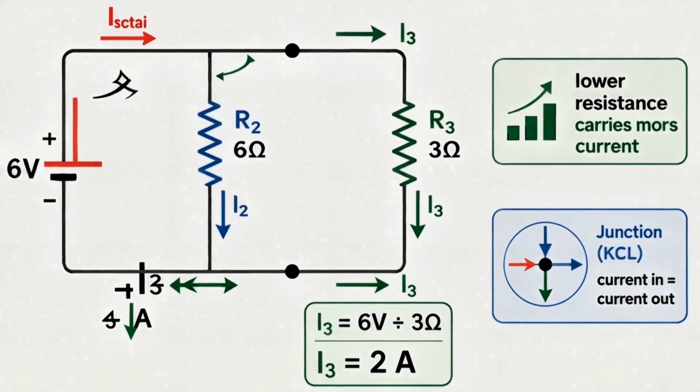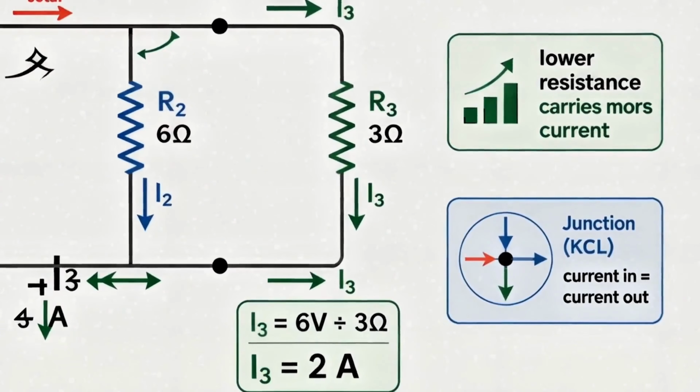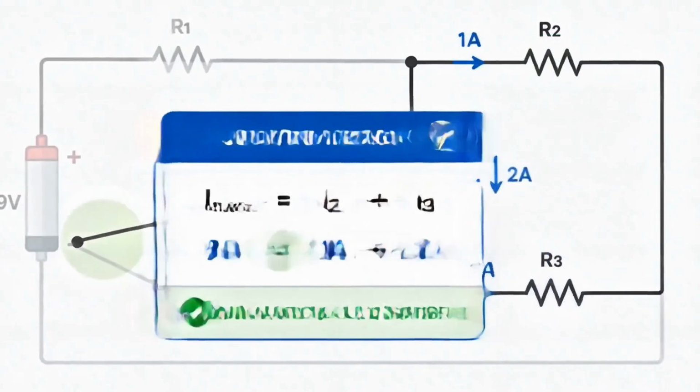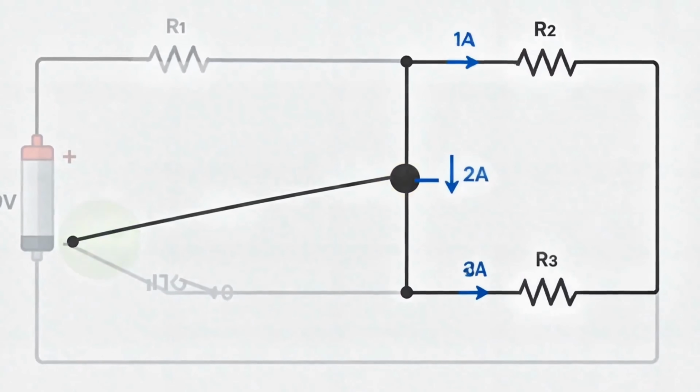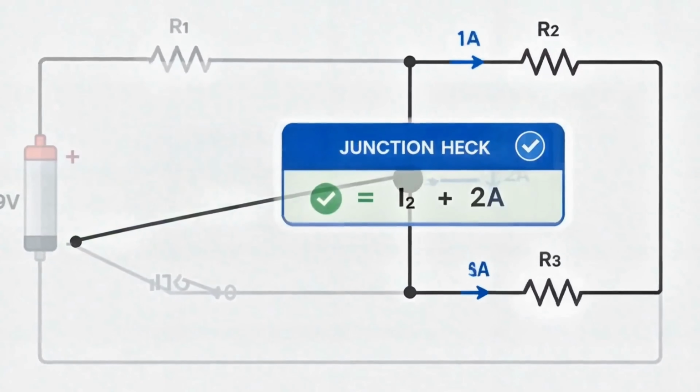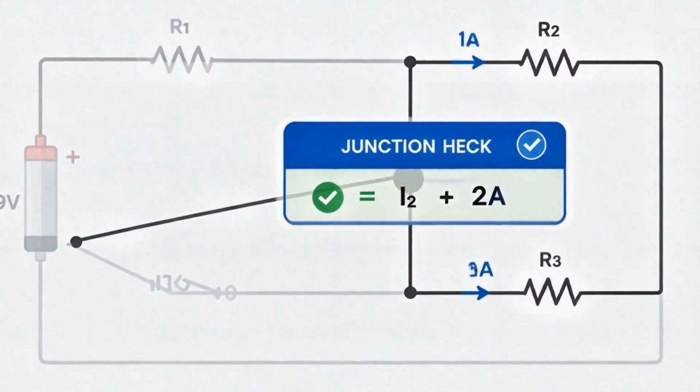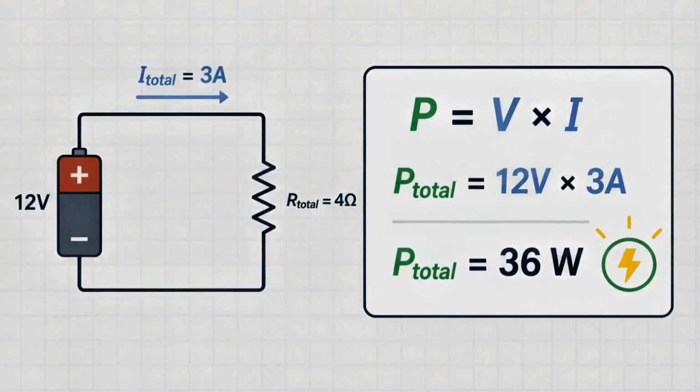We can verify our answers using Kirchhoff's current law. Current entering a junction must equal current leaving it. I total equals I2 plus I3. 3A equals 1A plus 2A. The equation balances perfectly. Now for the final question.